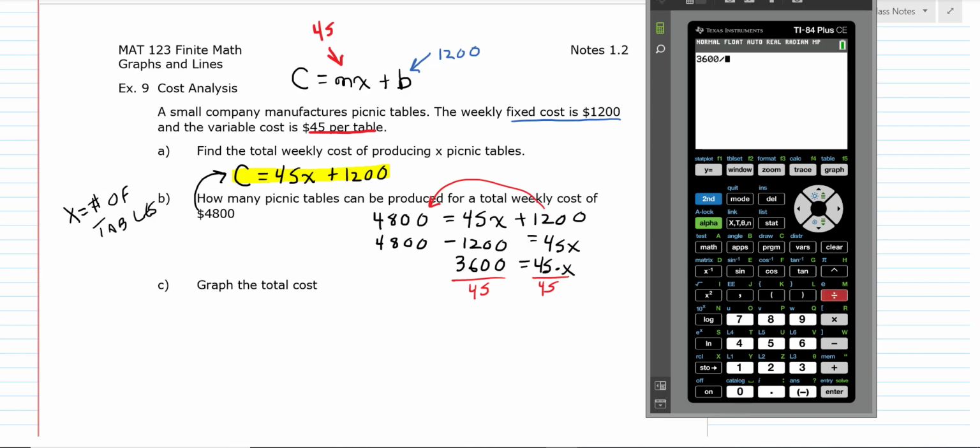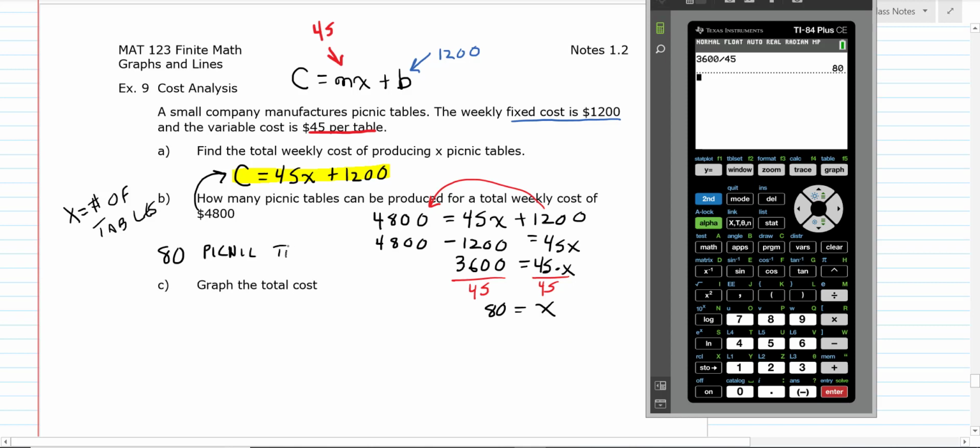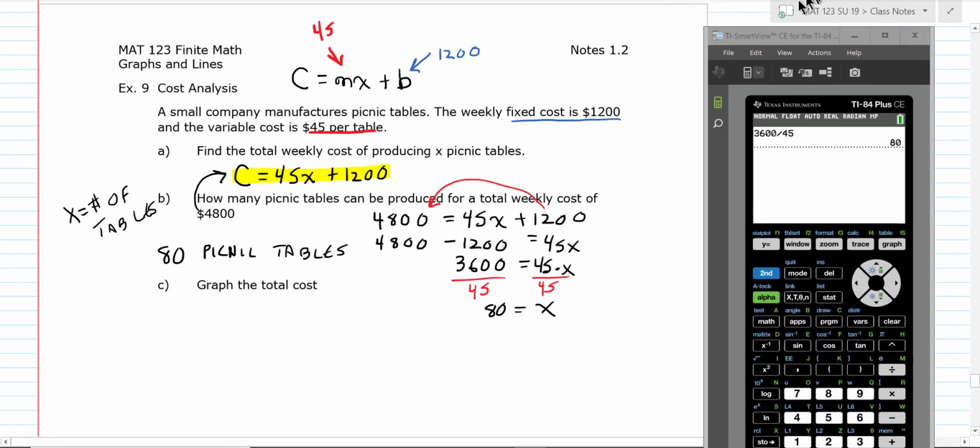3,600 divided by 45 gives 80. So that's going to be 80 picnic tables then. Okay, so the answer on that is going to be 80 picnic tables. All right. Now, the next thing we're going to do is a graph.